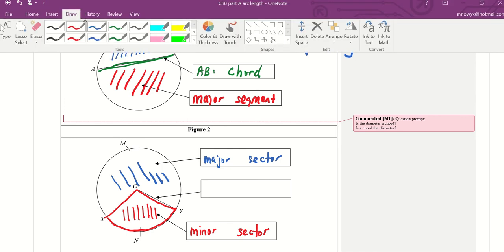Uh-huh. Sector. Why? Names, their names. Why?